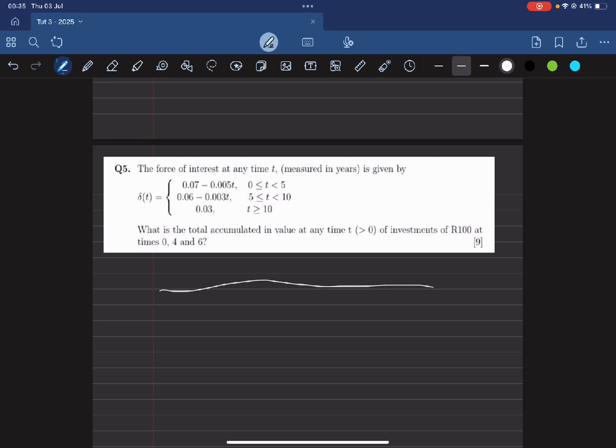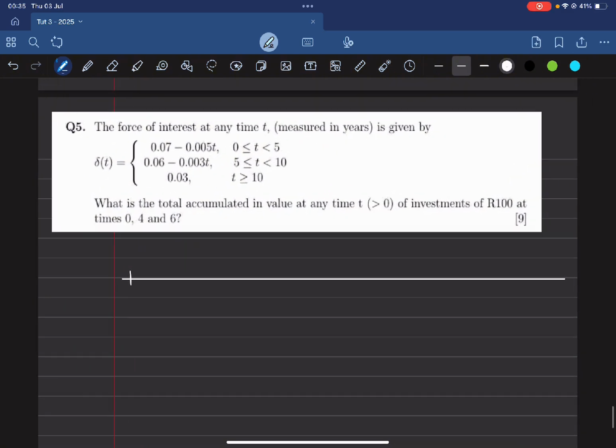So let's draw a timeline. And we want to mark all our important times. So I'm first going to mark the times where the force of interest changes. So time 0, time 5, and time 10. Okay. And then we make investments at 4 and 6 and 0. So we invest 100 Rand here, we invest 100 Rand here, and we invest 100 Rand here. Cool.